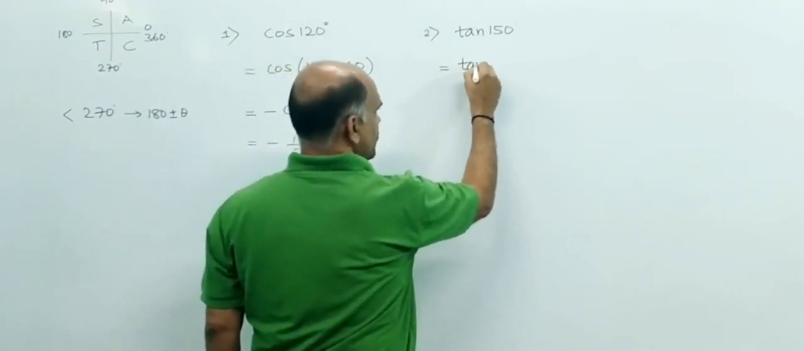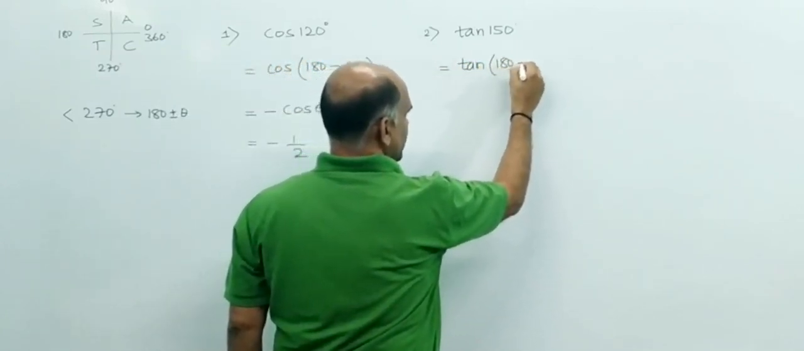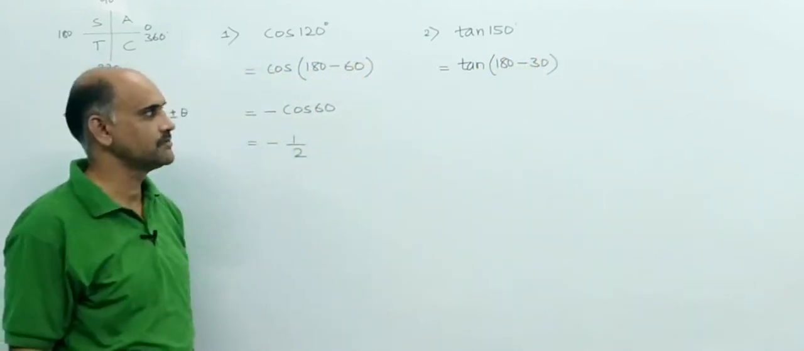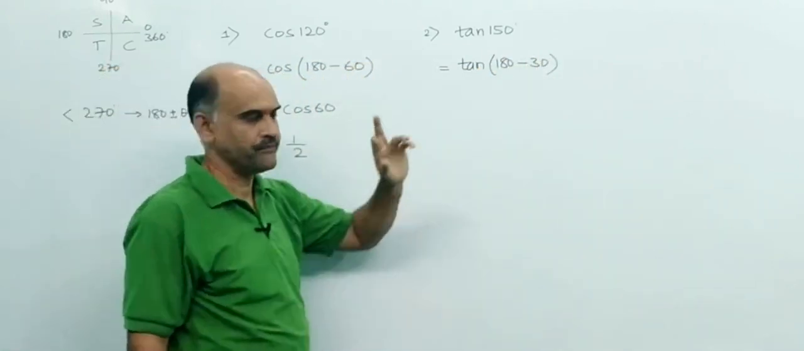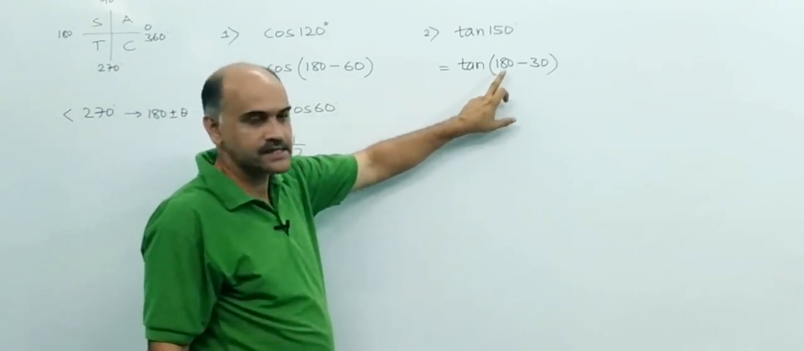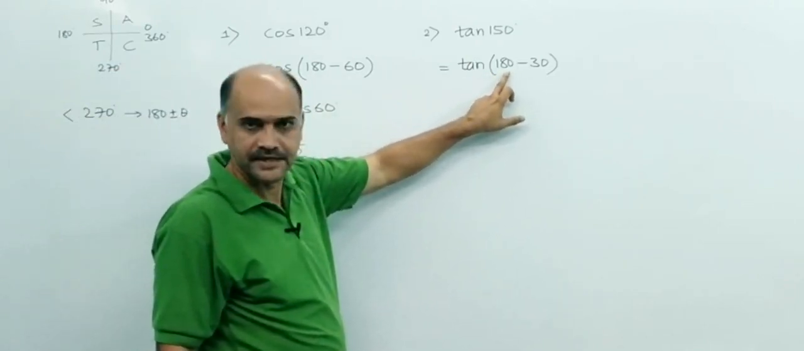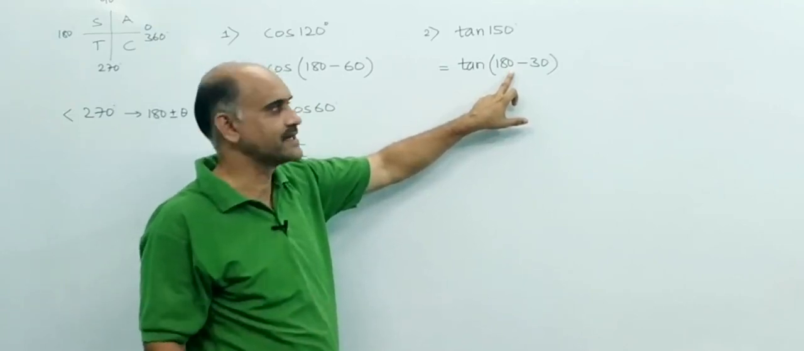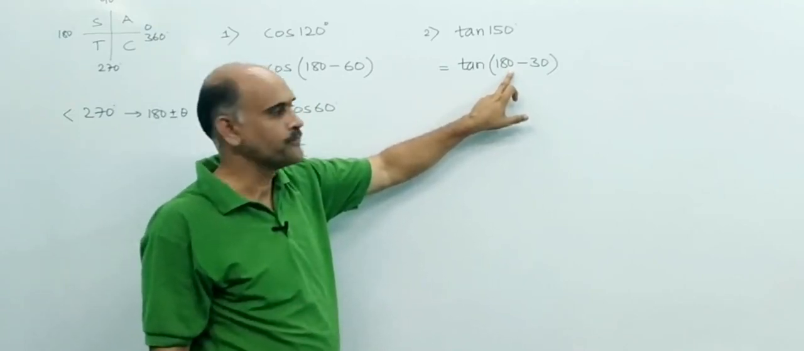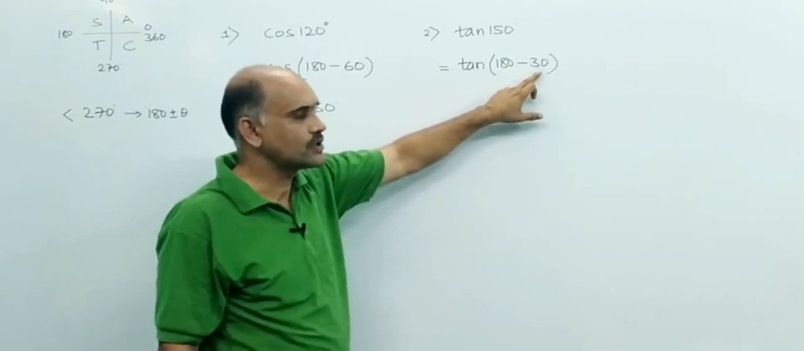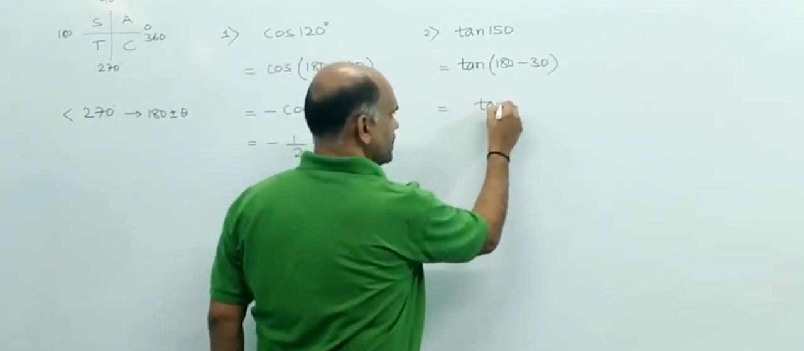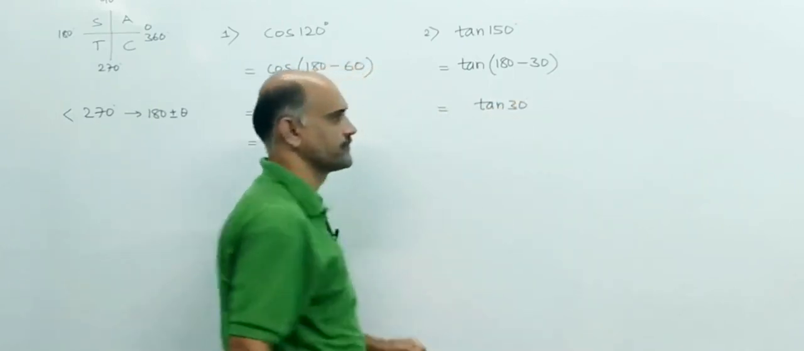So tan 180 minus 30. First step. Now again in second step, leave this 180. It is by formula whose derivation we don't have now. So leave this 180, what remains? Only 30. So this is equal to tan 30.